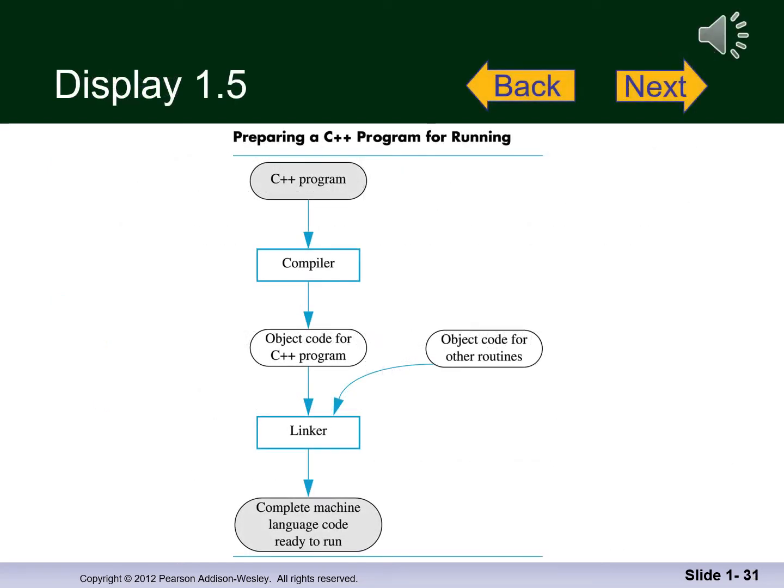This slide shows the preparation for a C++ program to run. There's the source code, the C++ program. It goes through the compiler and generates object code for the C++ program, and then the linker pulls in the object code for the pre-compiled routines that you're using, and then the final step is generating the complete machine language code that is ready to run. That's the executable program.